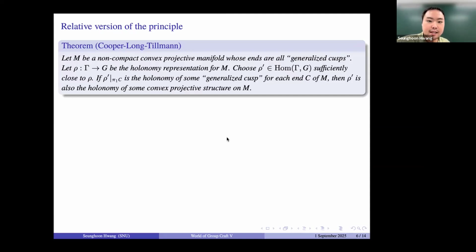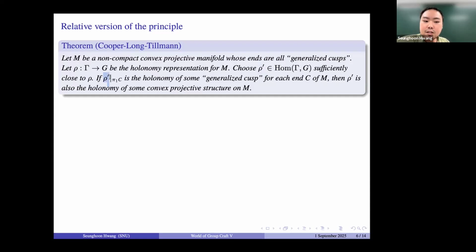And yeah, they succeeded. So when we have a non-compact convex projective manifold M with certain specific ends that are called generalized cusps, this I will define soon, then we have a sufficient condition to obtain some holonomy representations of convex projective structures by deforming the initial holonomy. Let's say we have rho, which is the holonomy representation for the initial structure, and you choose rho prime, which is another representation sufficiently close to the initial one.